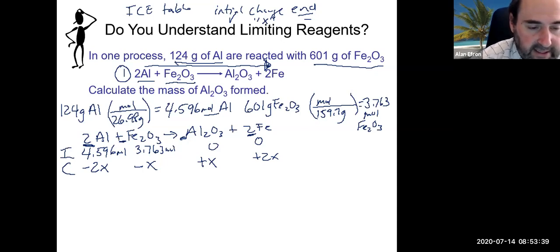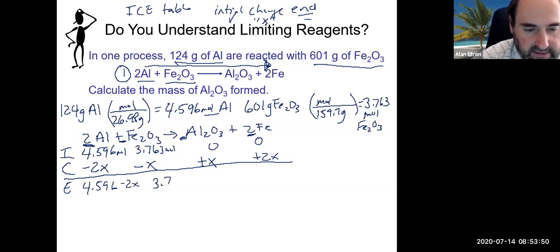That means when we get to the end here, we will have 4.596 minus 2x, 3.763 minus x, x, and 2x. First off, any questions on the ICE table, the setup here?